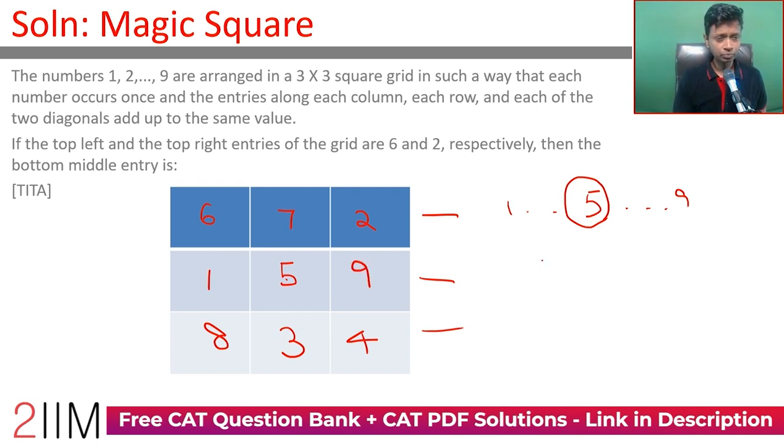So we want to know then the bottom middle entry. Bottom middle entry is 3. The answer should be 3. When you stick in the middle number in the middle, this kind of question becomes very simple. Find the total of everything put together. That is 45. So each row, each column should add up to 15. Then work from there on.